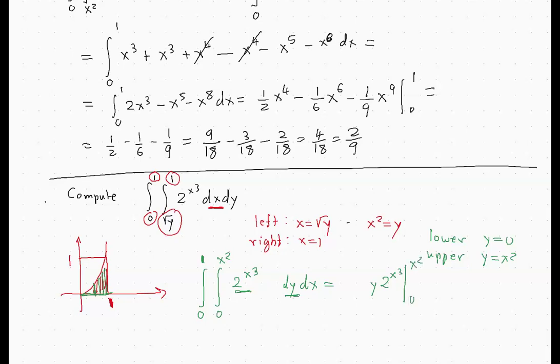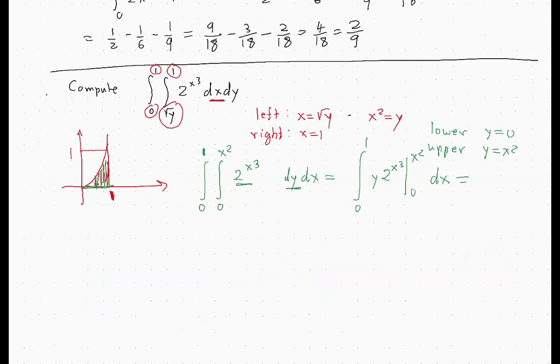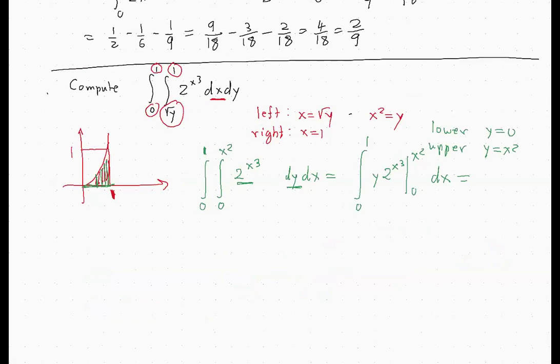And that's equal to what? It's equal to the integral from 0 to 1 of x squared times 2 to the x cubed dx. And now everything has changed. Now we have a substitution available.